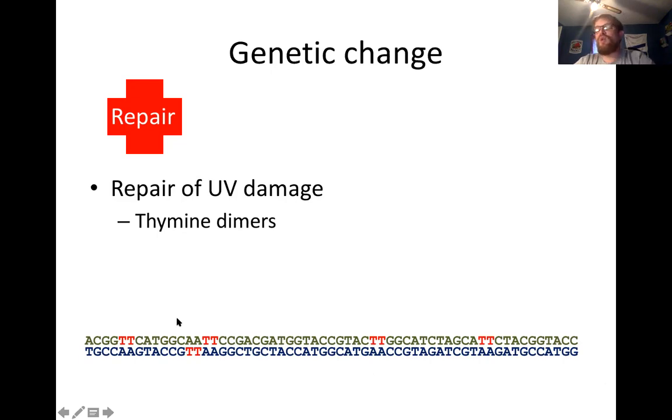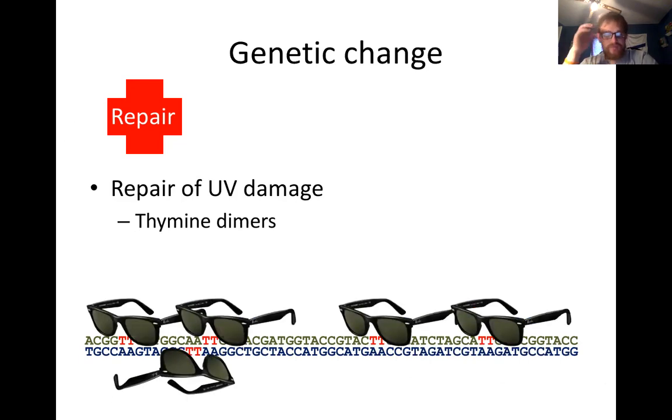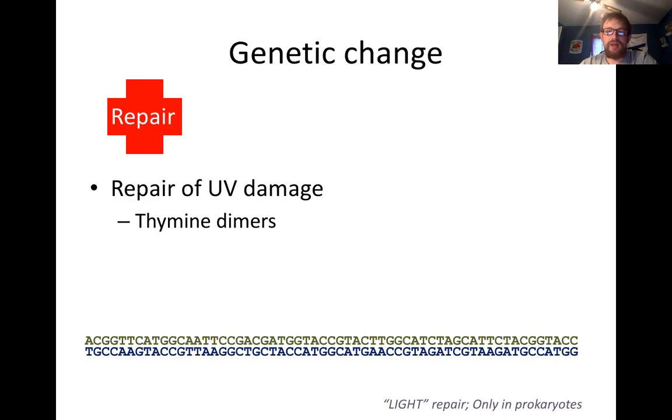Okay? So you guys can't repair these, right? This is why it's important to protect what you have. Exposure to the sun, you need to be careful. Bacteria need to be careful too, but they do have a special mechanism that essentially acts like sunglasses on their DNA, on these thymine dimers that have formed. And one mechanism is called light repair. So this is only in prokaryotic cells.